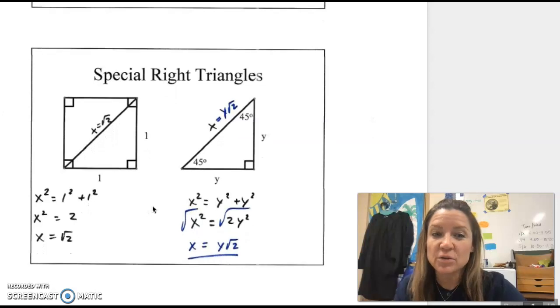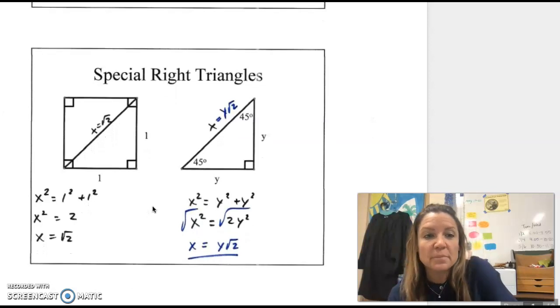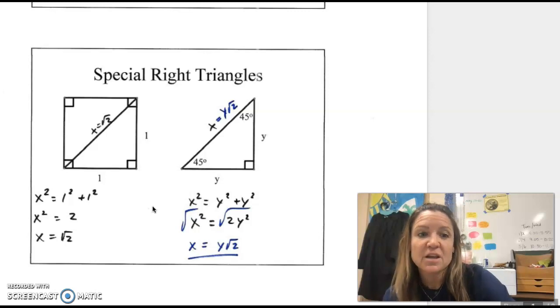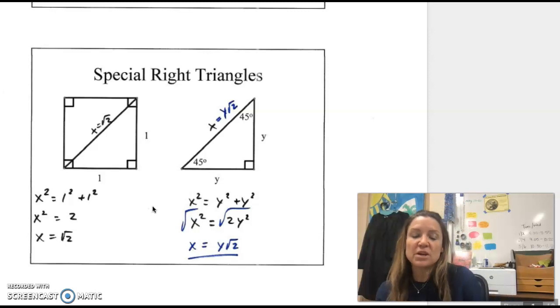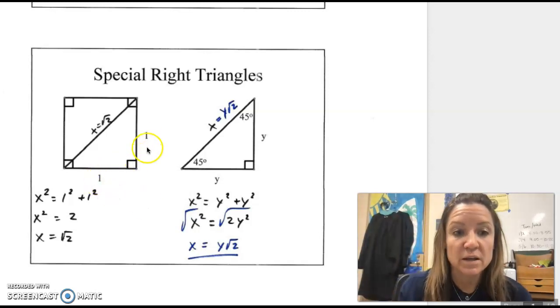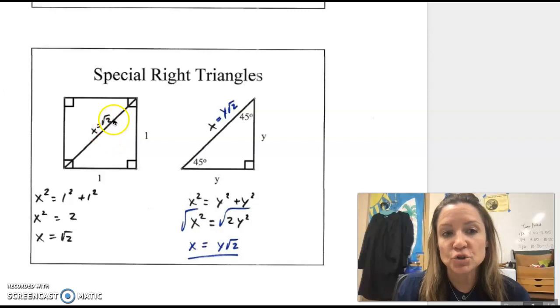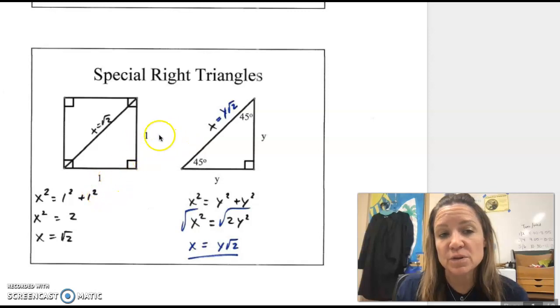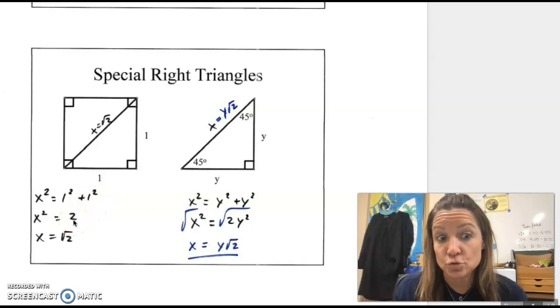So today we're going to be looking at two different special right triangles. The first one is a 45, 45, 90. The ratios of the sides of a 45, 45, 90 are 1 to 1 to rad 2. If you're wondering where that came from, if you plug the two legs into the Pythagorean Theorem, you get 1 squared plus 1 squared, which is 2. Then you take the square root of that, you get rad 2. So it's 1 to 1 to rad 2.